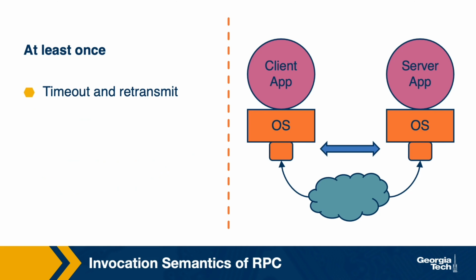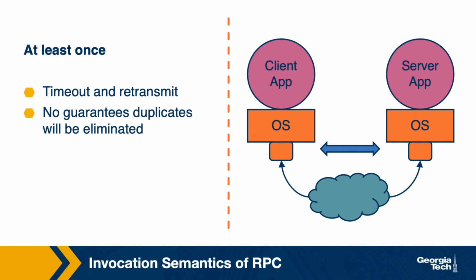Another option is that the RPC system keeps retransmitting the request. But if there are no guarantees that it will remove duplicates, then what we'll end up with is at least once semantics. There are other possible types of semantics that an RPC system may choose to guarantee to the upper level applications that will rely on it.